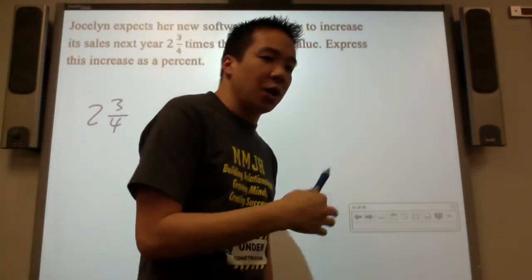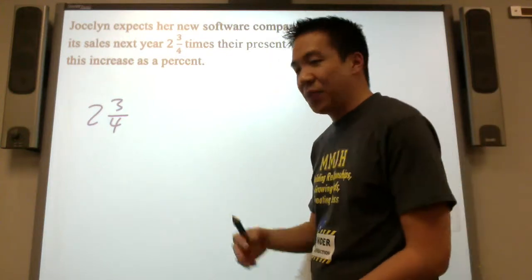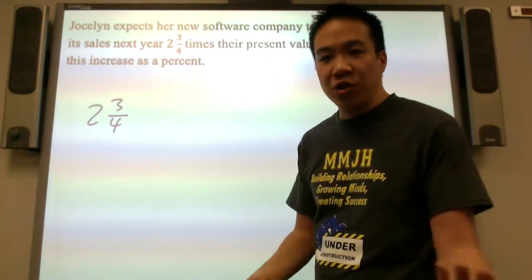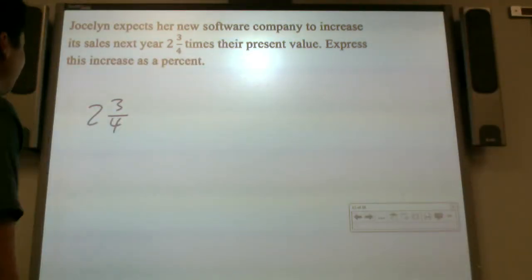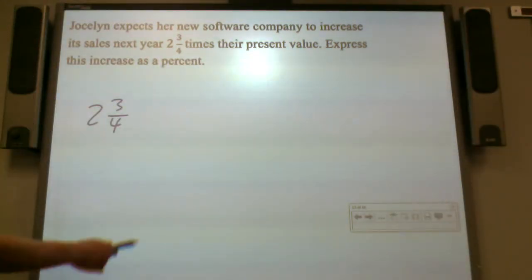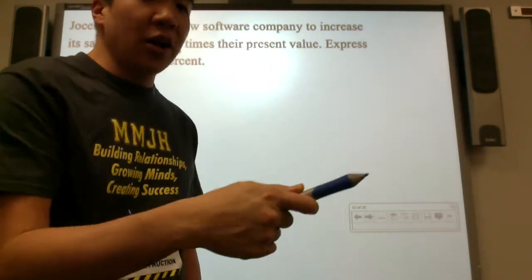Their goal is to double, to be over 100%. That's good. That means it's making much more money than it was supposed to make. So express this increase as a percent. If they say they're going to make 2 and 3/4 times their goal, what percent is that?